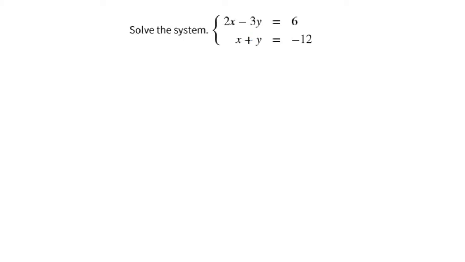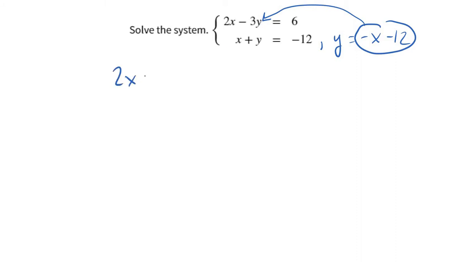Now here's what I'm talking about. Substitution: x and y, either one of these has a 1 in front, so I could isolate either one very easily. In this second equation, maybe I bring the x over, so y equals negative x minus 12. I just subtracted x from both sides, right? What that allows me to do, if y is the equivalent of all this, is substitute that in for my y value in my first equation. So 2x minus 3 times negative x minus 12 equals 6.